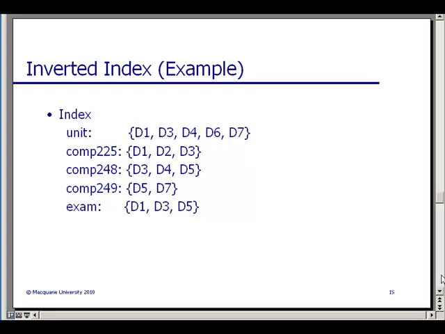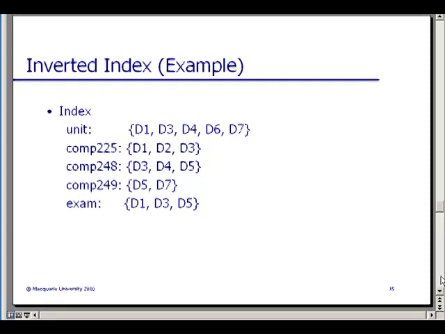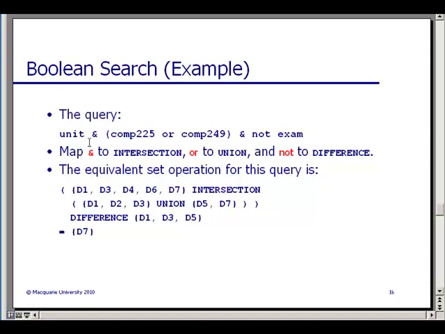So what I would like to do now is query my inverted index. This is the data structure that I would like to query. So here's my query. I would like to find documents that contain unit, and contain either COM225 or COM249, and don't contain the word exam. It must be a unit, and I'm looking for COM225 or COM249 and not for the word exam.